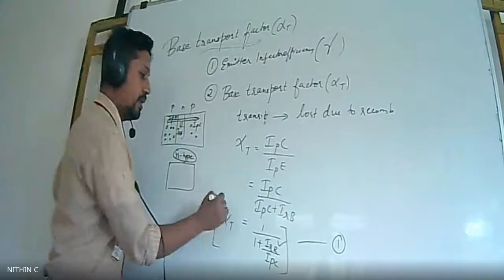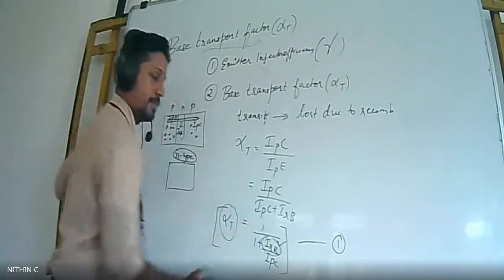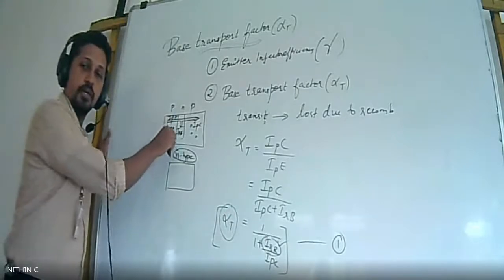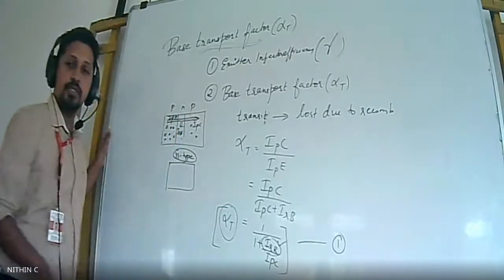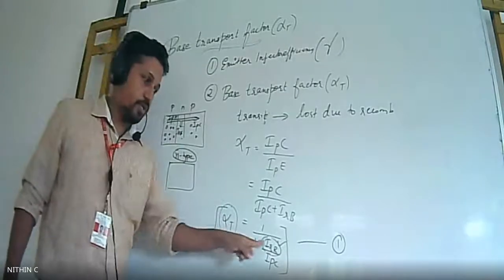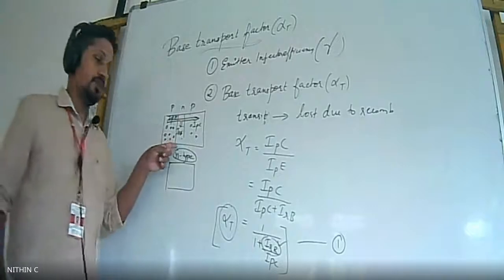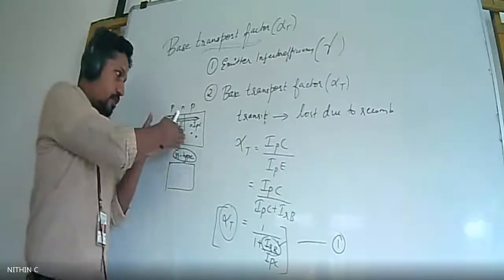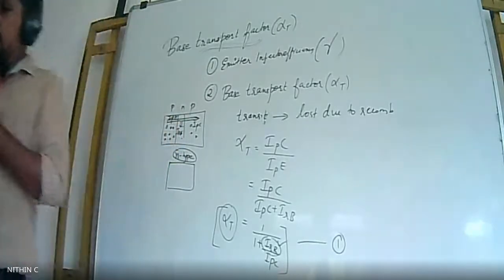Our aim is to get a maximized alpha T. For that, we need to reduce the IRB. IRB can be reduced by having less doping on the n side. At the same time, the width of the base region should also be less. These are the 2 points that you should remember. To maximize alpha T, you need to reduce IRB. For that, 2 methods are there. One is to have minimum doping on the n side. At the same time, the width of the base should be less. These are the 2 points. You may please note that.